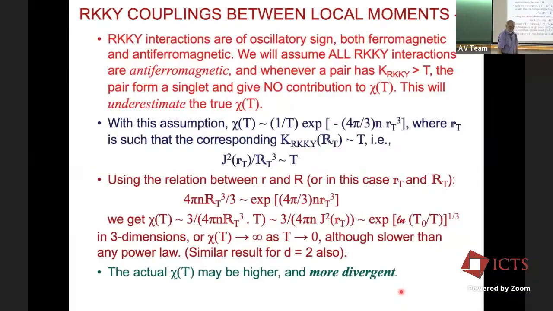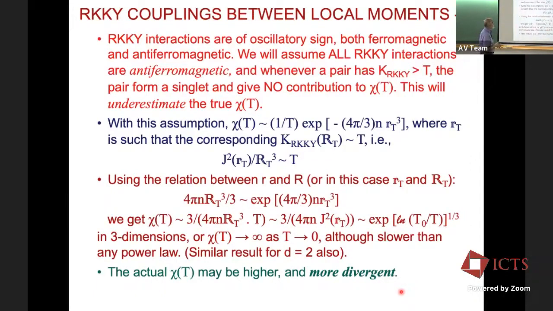So we're going to use that in trying to figure out how things are going to happen when you go lower in temperature. In this last slide in which I have substantive stuff, RKKY interactions, of course, oscillate in sign. Even if they oscillate in some random fashion, we won't worry about that. We will assume that all RKKY interactions are antiferromagnetic. Whenever any two such isolated sites have an RKKY interaction that is larger than the temperature, they form a singlet and disappear from the magnetic system. That's going to be an underestimate of the susceptibility. If the interaction is weaker or if it is ferromagnetic, you'll get a higher susceptibility.